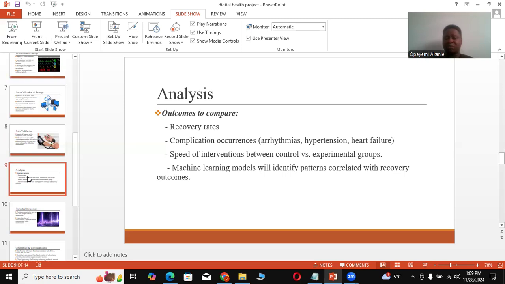Then we're using a machine learning model to identify patterns that correlate with recovery outcomes. So we want to develop the metric that actually identifies the pattern.